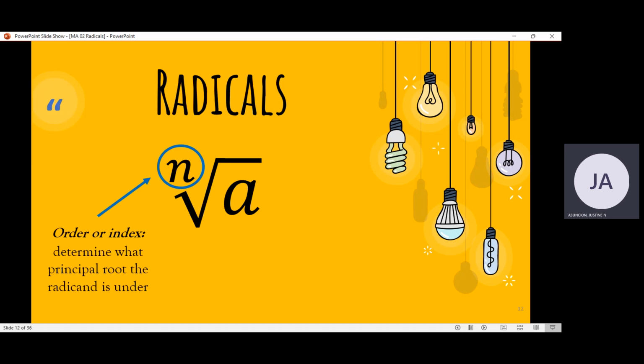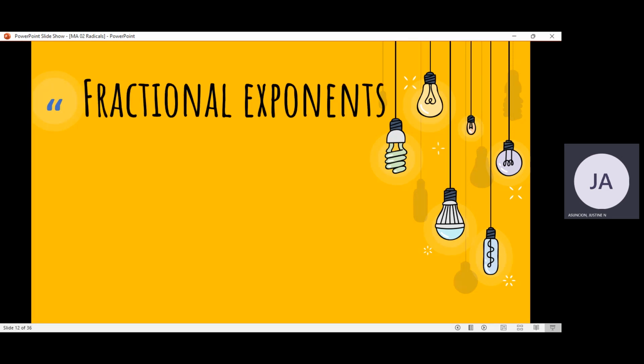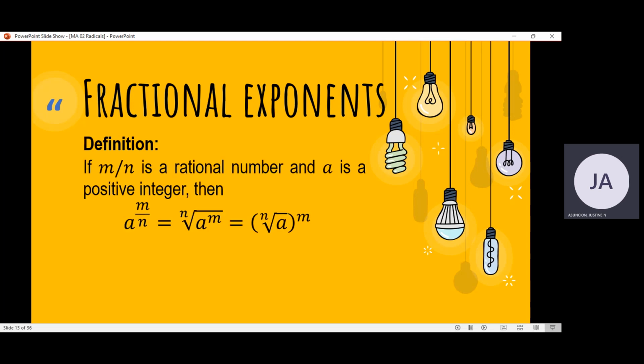So what about the radicals or the fractional exponents? Let's have the formal definition of this. When we discuss fractional exponents, if m over n is a rational number and a is a positive integer, then we have a raised to m over n, which is equal to the nth root of a raised to m, which is the same as the quantity of the nth root of a, raised to m.